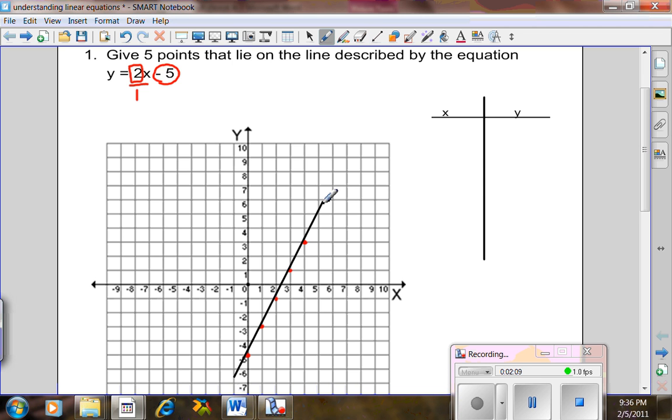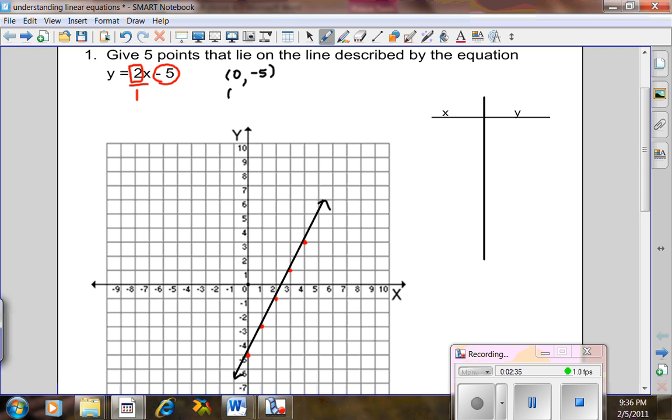Okay, so now, after what I just did, I could answer what they just asked me to do. They said give 5 points that lie on the line described by the equation. Well, we have 5 points: 1, 2, 3, 4, 5. Those 5 points are 0, -5. That was my first one. That was my y-intercept. So there's a point.